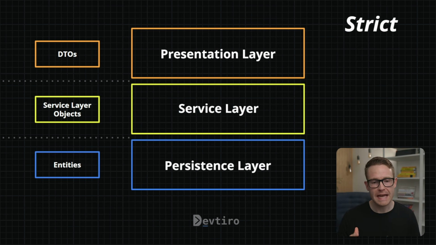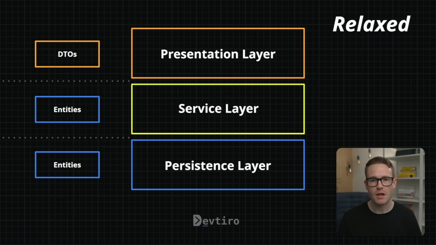So here we have the three layers of our Spring Boot application, the persistence layer, service layer, and presentation layer. So our layered architecture. If we were being really strict with this approach, when we called methods in our persistence layer, we would return entities. When we called methods in the service layer, we would return service layer objects. So objects that are owned by the service layer, we wouldn't return entities. And when we call the presentation layer, we would get DTOs. We wouldn't get service layer objects, and we wouldn't get entities. We would get objects owned by the presentation layer.